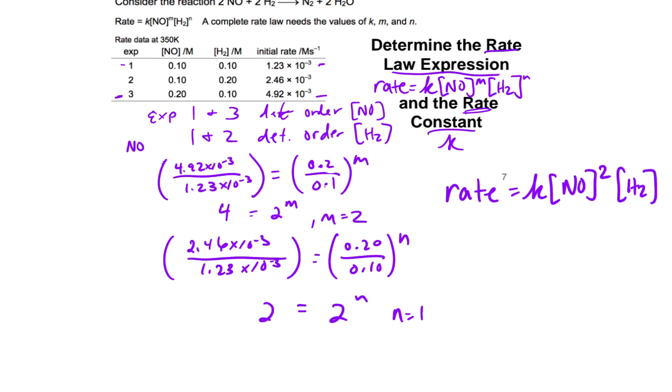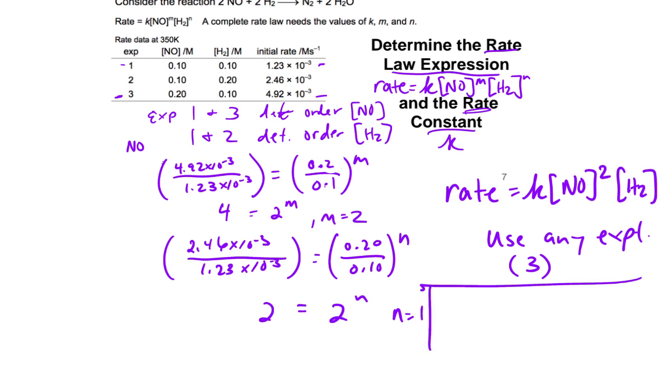Okay, great. So we can use any experiment, but in this case we'll use 3. And we're going to plug in the values into our rate constant expression. So our rate for experiment 3 is 4.92 times 10 to the minus 3 equals some constant K times the concentration of NO, which is 0.2, and that's squared, times the concentration of H2, which is 0.1, and that's raised to the first.